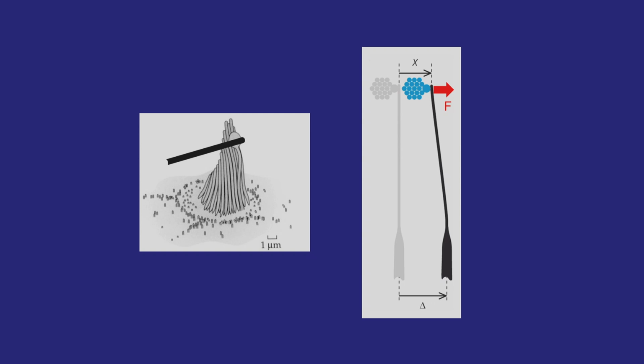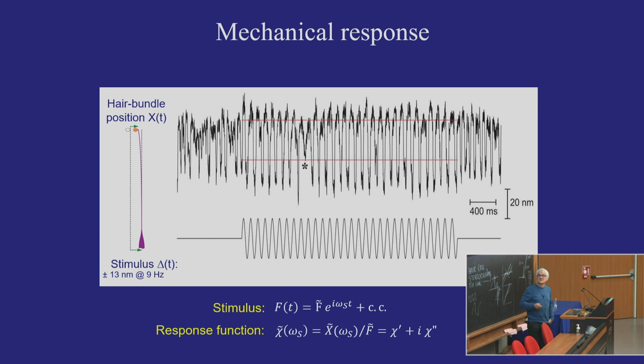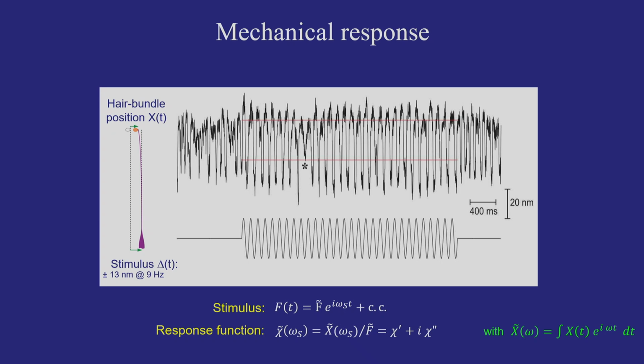As Jim told us, we can measure response by attaching flexible glass fibers to the top of the bundle and by controlling the position at the base of the fiber. I show you again this recording showing the response of a noisily oscillating hair bundle to an oscillatory movement at the base of the fiber here at 9 hertz. From such a recording, we can measure a frequency-dependent response function, which is defined as the ratio of the Fourier component of the response at the frequency omega s, here of the force, and the Fourier component of the force. The response function here is a complex number that has a real and imaginary part that will depend on the frequency of the stimulus.